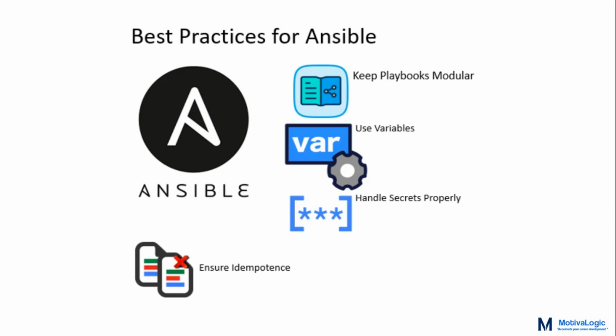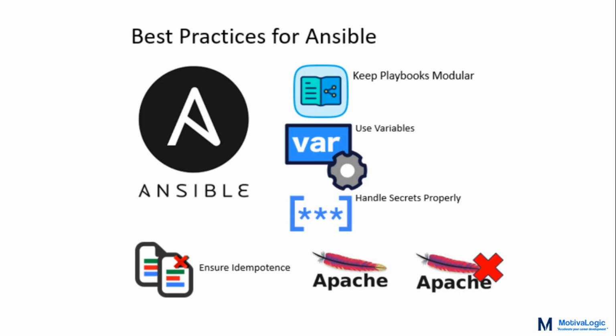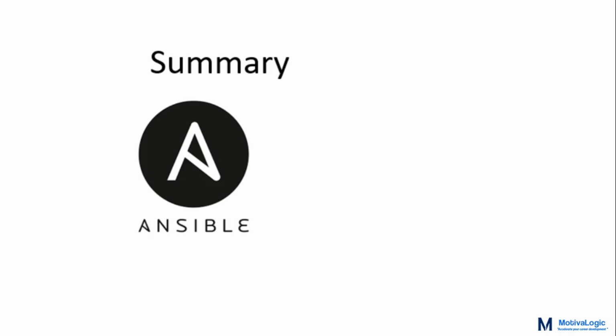4. Ensure idempotence. Ansible tasks should be idempotent, meaning applying the playbook multiple times should yield the same result. For instance, the task to install Apache should not reinstall the package if it is already installed.